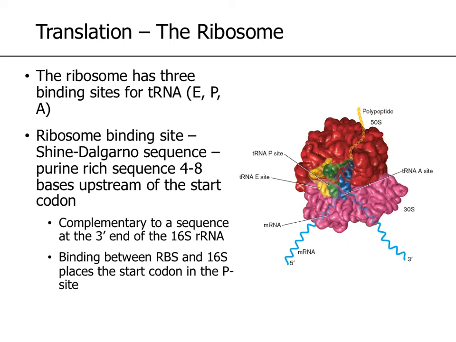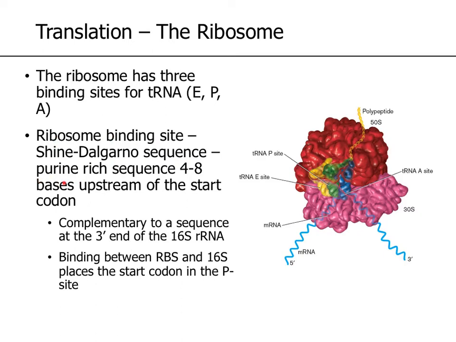All right, so the ribosome has 3 different binding sites for the tRNA. So we have the E site, the P site, and the A site. Just like for transcription, we need to know where to start translation. So instead of a promoter sequence, what we have is the ribosome binding site, or the Shine-Dalgarno sequence.